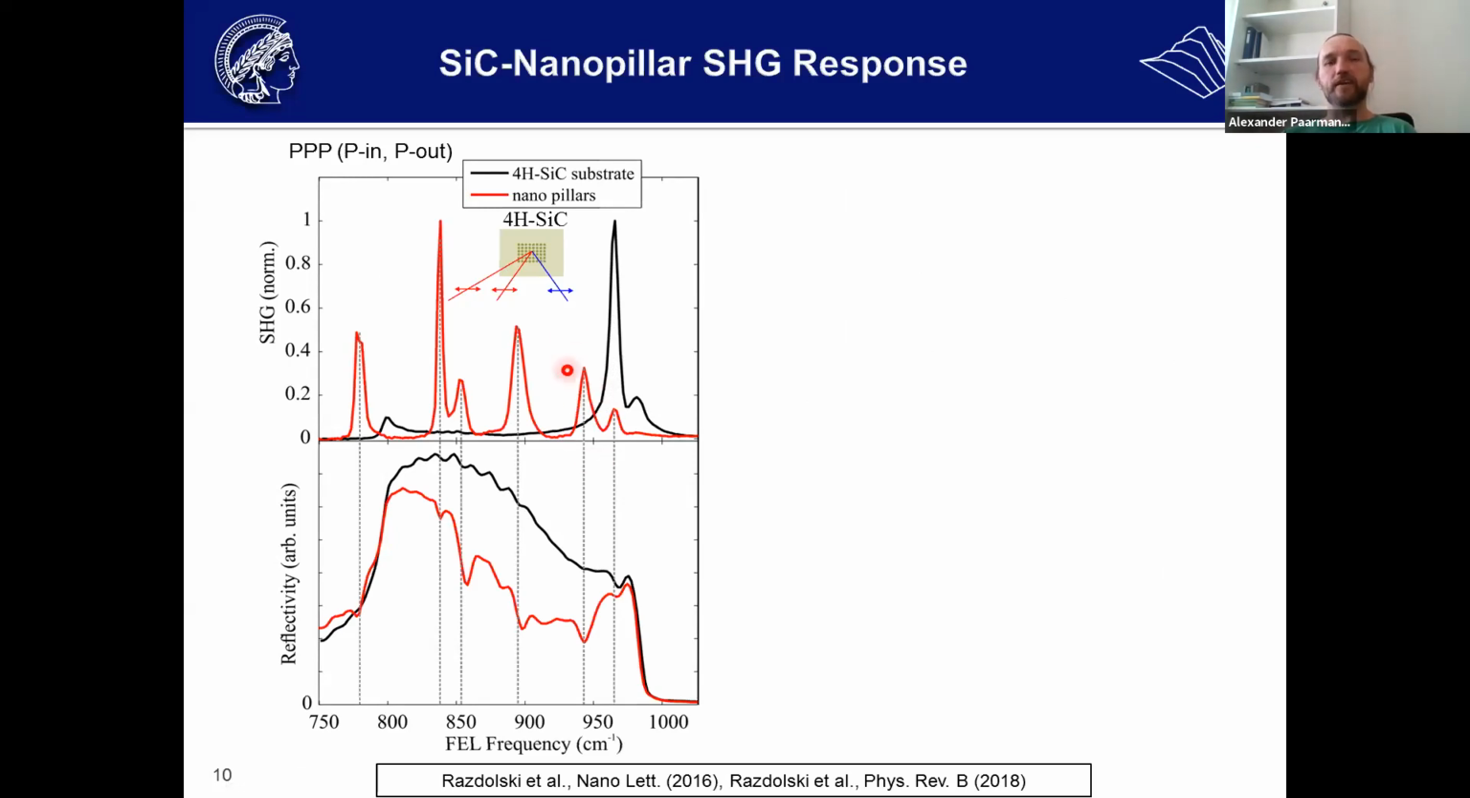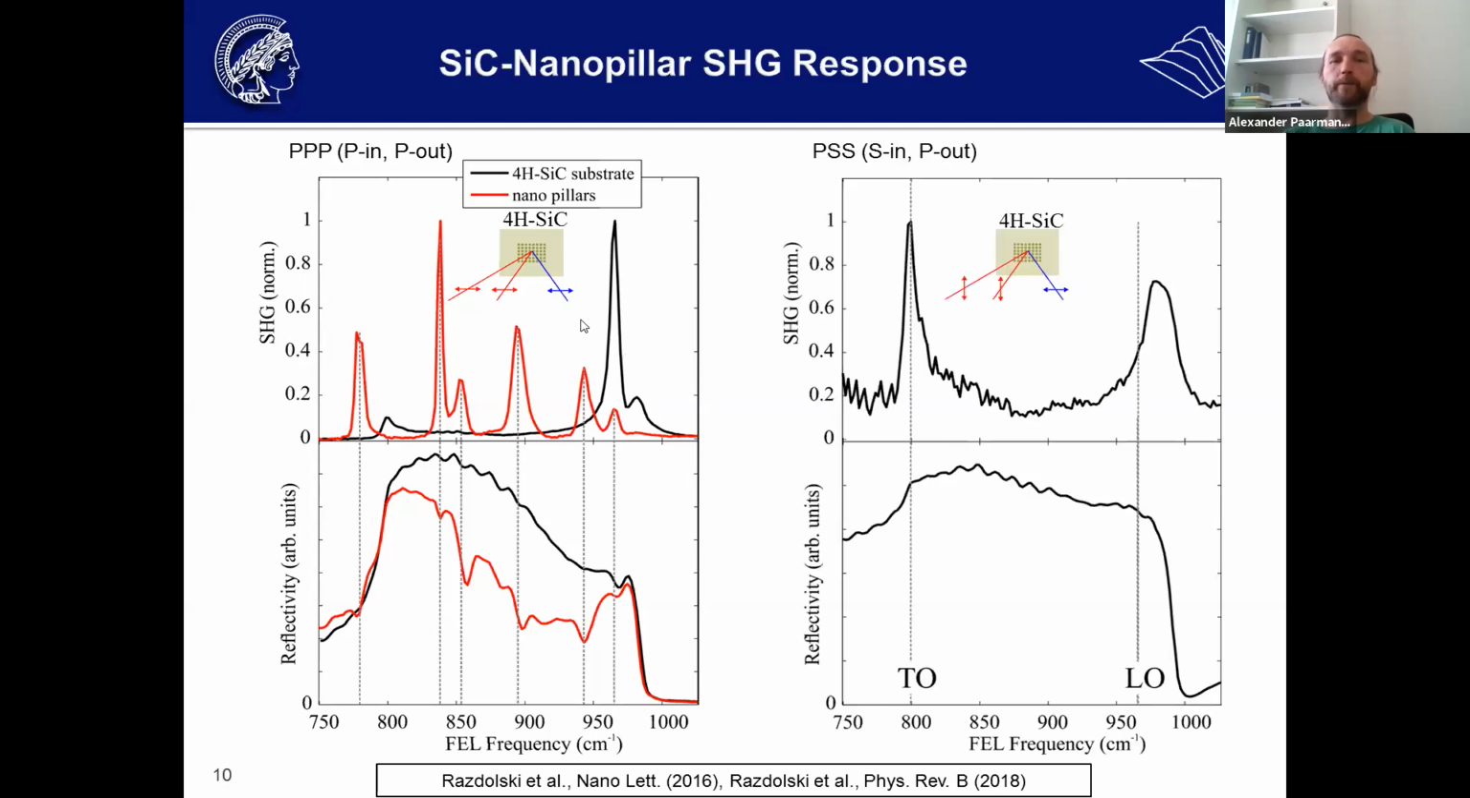you see that all these polariton resonances really pop up as strong resonances in the second harmonic signal. And this is normalized. So in fact, we got a lot more signal than we had from these substrate resonances, which were already quite strong, but the polaritonic resonances were much stronger. So this was very encouraging that this technique in principle works to probe polaritonic field enhancements.